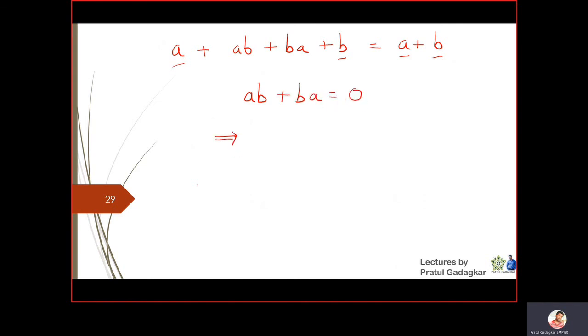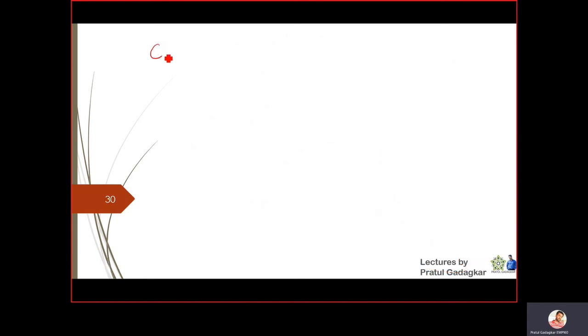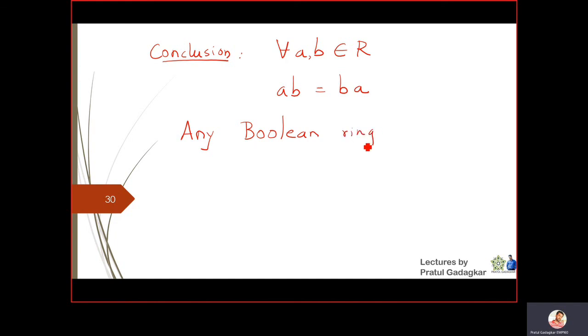As soon as I see that ab plus ba is equal to 0, what do I know by part 2 of this particular thing? That if alpha plus beta is 0, then alpha must be equal to beta. So this means that if ab plus ba is equal to 0, then ab must be equal to ba. This follows from the second part. Therefore we have proved that if you take any a and b in a Boolean ring, ab must be equal to ba. This equivalently means that any Boolean ring is a commutative ring, because ab must always be equal to ba. So this finishes this section.